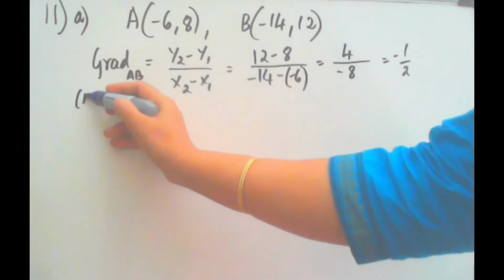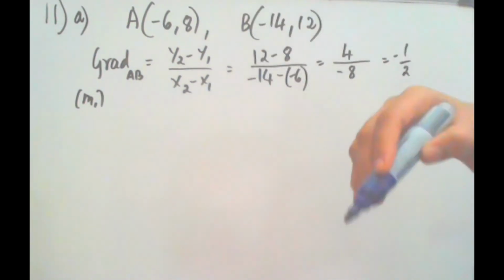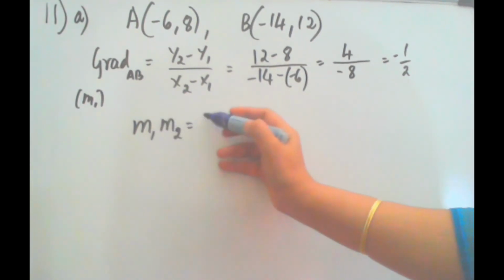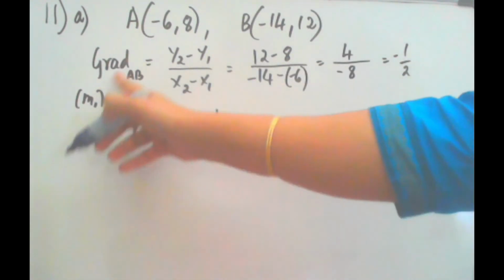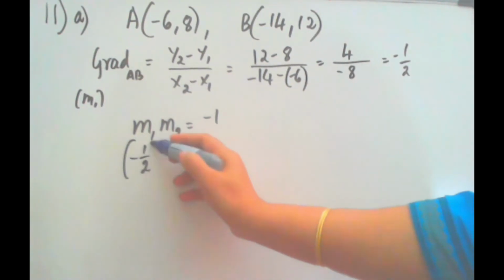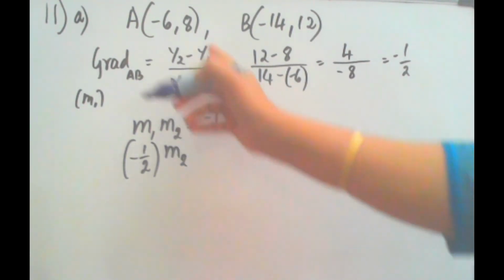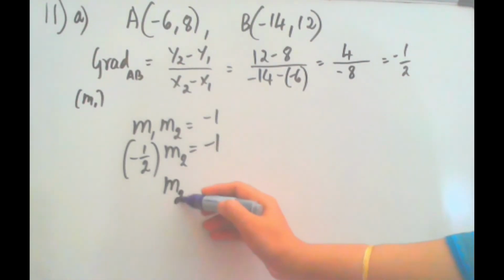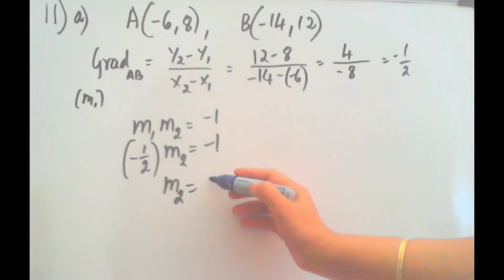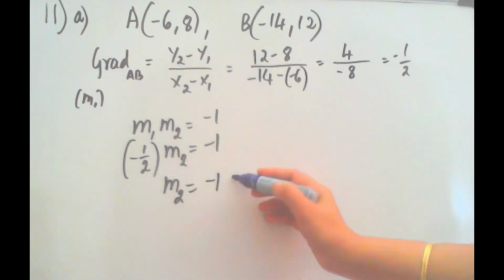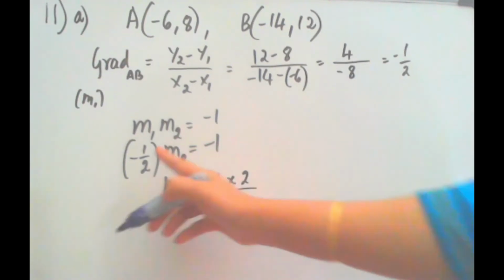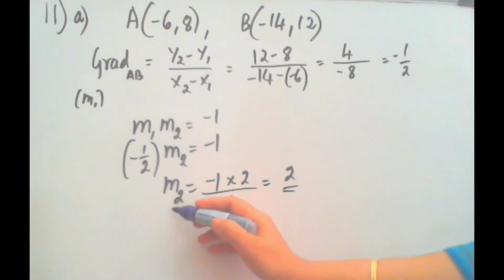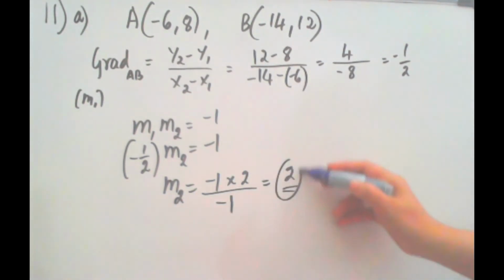Now if we call this M1, and the gradient of the perpendicular bisector is M2, then the relation that they share is M1 into M2 is minus 1. So if we call this M1, we substitute minus half. M2 is the gradient of the perpendicular bisector of AB. It is minus 1. So M2 is equal to, carefully shift this minus half to the other side, there is minus 1. 2 goes to the numerator, this minus 1 comes to the denominator. So we get plus 2. So M2 is the gradient of the perpendicular bisector.